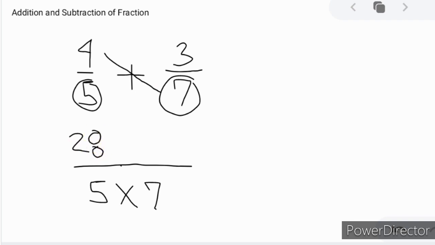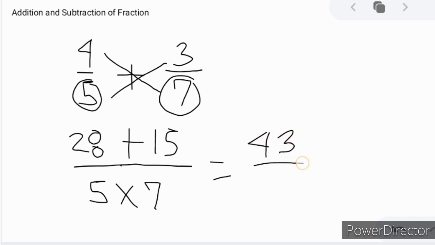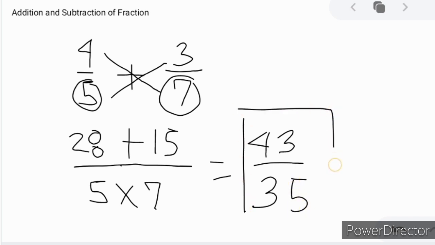28. Then since it's an addition, we write the addition sign. Then cross multiply 5 times 3 is equal to 15, and the sum is 43 over 5 times 7, which is 35. And that is our final answer. Now we end our discussion of the addition rule.